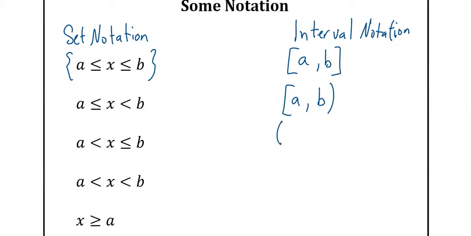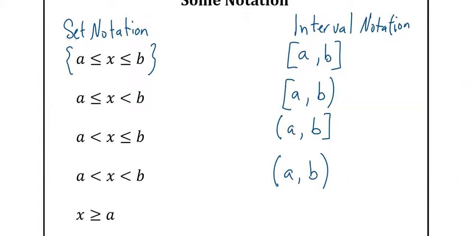So now if I'm not including a, but I am including b, it would obviously look like that. And this is the one that I was just referring to. If I'm not including either, it kind of looks like an ordered pair. You always start with the smallest one, so a will always be less than b in these cases.